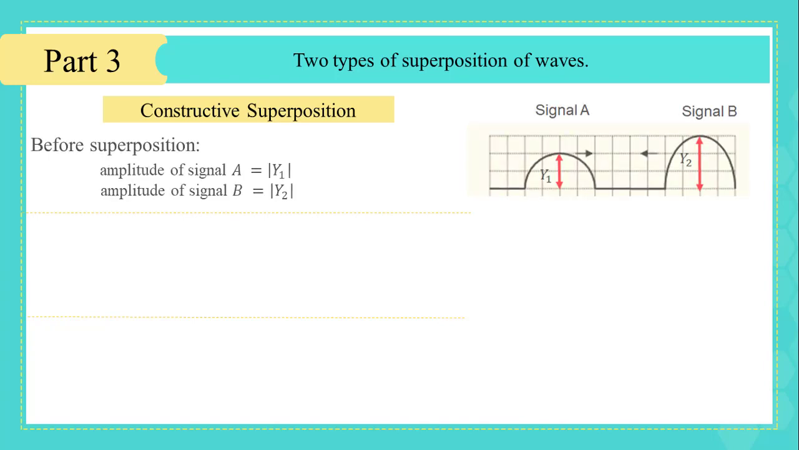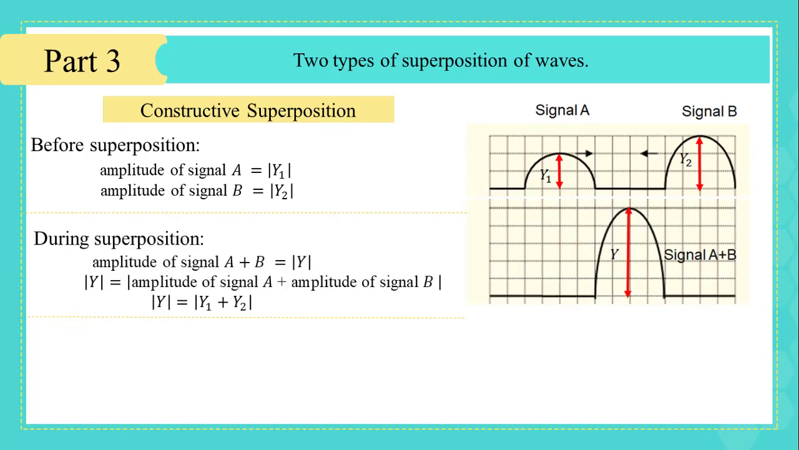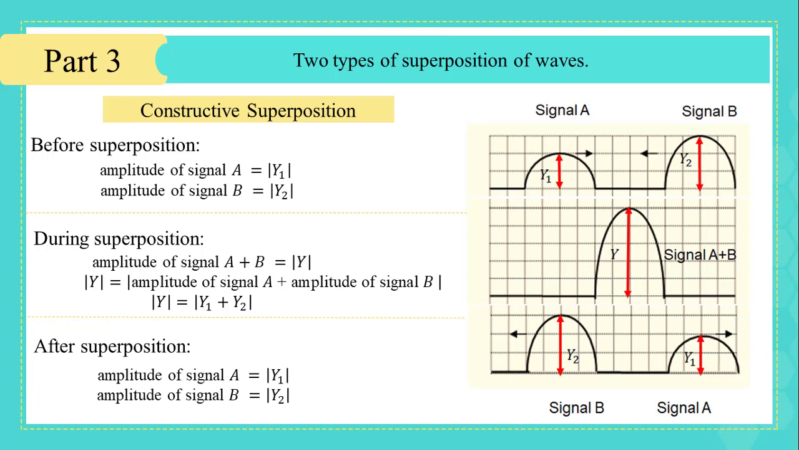Let's explain it more. Before superposition, the signals A and B, having amplitudes y1 and y2 respectively, move towards each other. At the instant of overlapping or during superposition, the amplitude of the signal thus produced, A plus B, is equal to y. It is calculated using the formula amplitude of signal A plus amplitude of signal B, which is y1 plus y2. After superposition, the amplitude of signal A is y1, while that of signal B is y2.